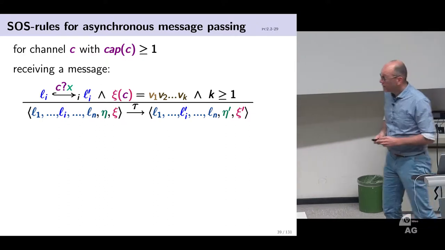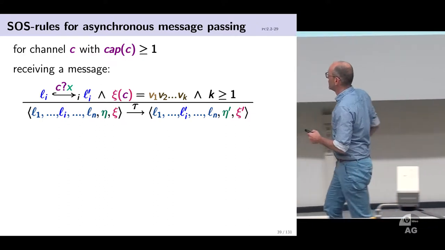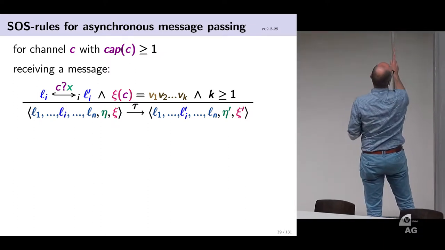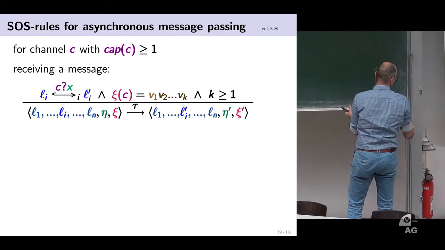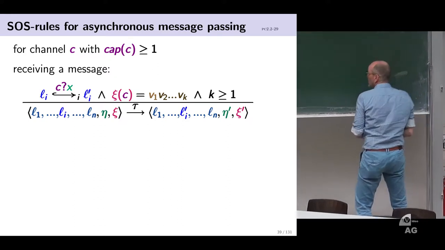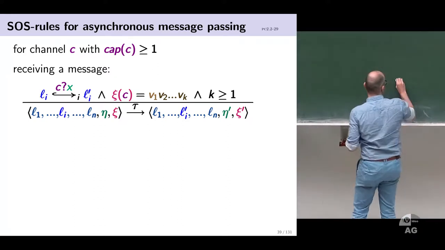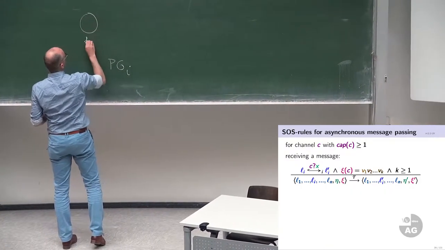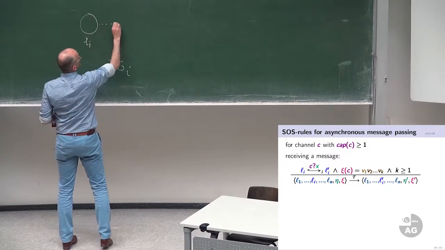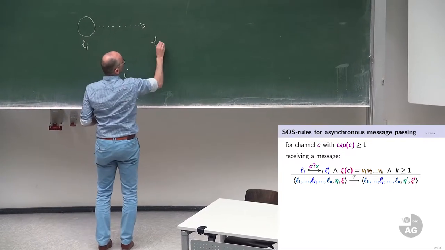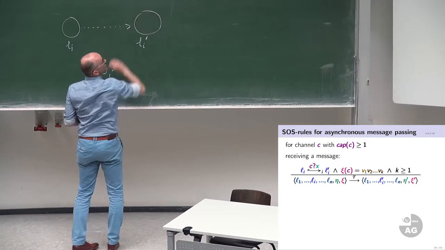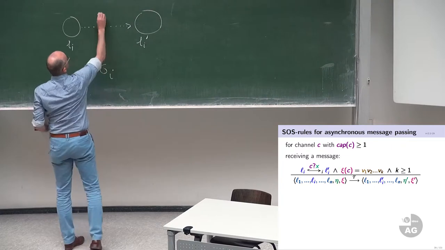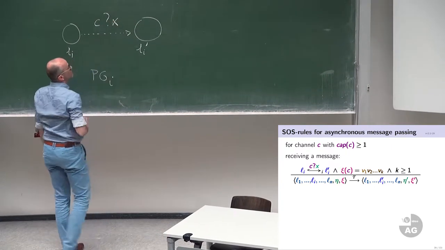Okay, so this is the situation. Maybe I draw a diagram to make things more clear. We have a program graph i, which is in a location Li. There is an edge to Li prime, and this is indicated here by C question mark X. C question mark X. Good.